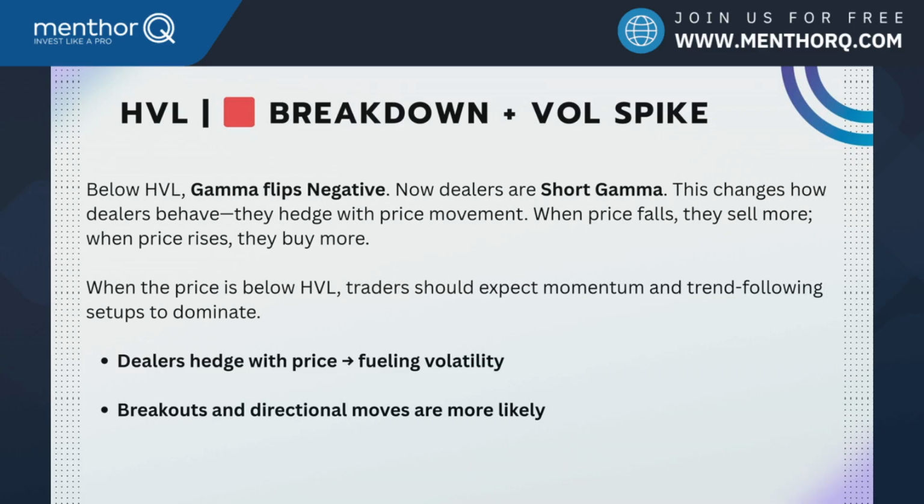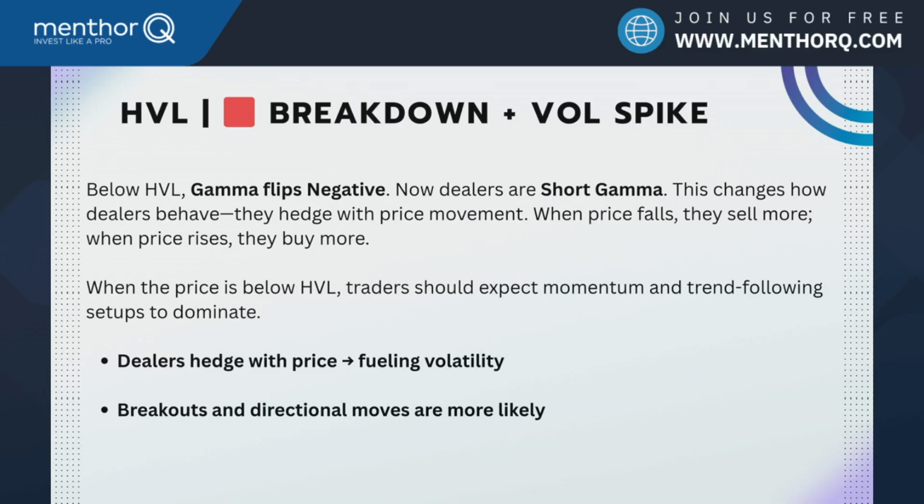So this behavior creates a feedback loop that amplifies volatility instead of suppressing it. As a result, the HVL level becomes kind of like a launchpad for directional moves rather than a pinning zone. So when the price is below the HVL, traders should expect momentum and trend-following setups to dominate the market. So again, why? Because dealers hedge with price, volatility increases, and breakouts and directional moves are more likely.